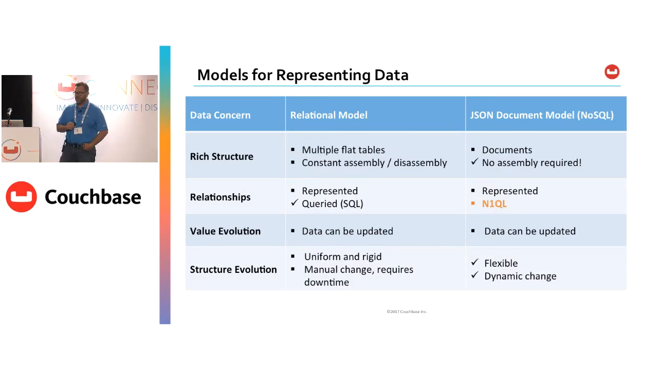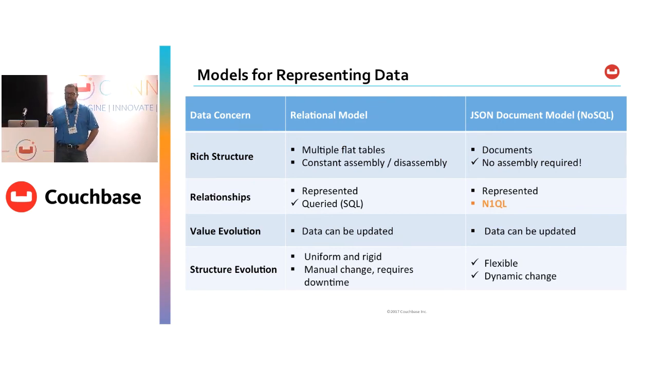So this table summarizes the pros and cons of both, right, for those 4 properties that we were looking at. So the rich structure, relational can handle the structure. Downside, as I just mentioned, is the constant assembly and disassembly. JSON can handle it, and there's no assembly required. The relationships, I can represent those relationships in both. I can query those in SQL with the relational model. Traditionally, this was a downside to NoSQL, but now with N1QL, we've addressed that concern. So I can query my relationships.